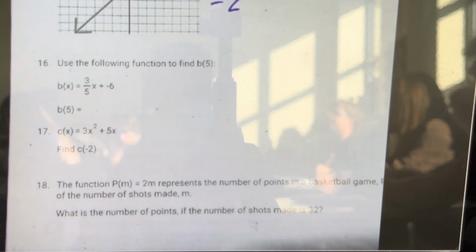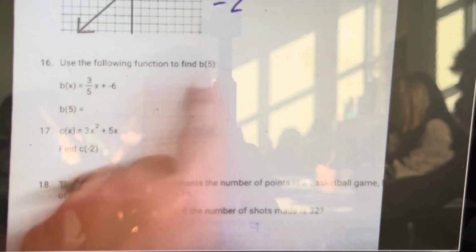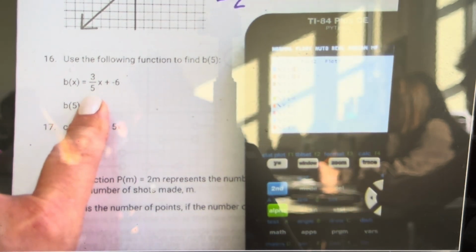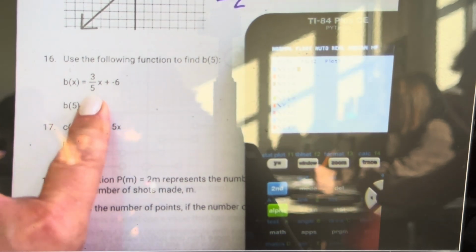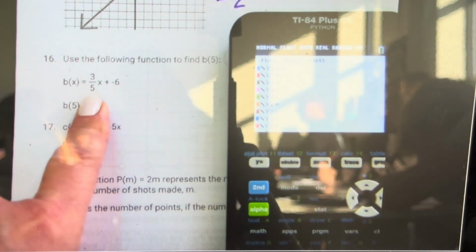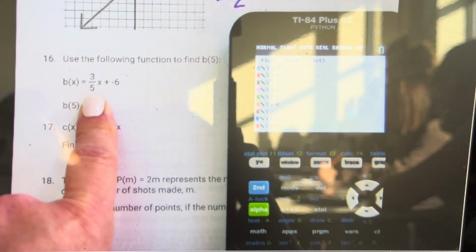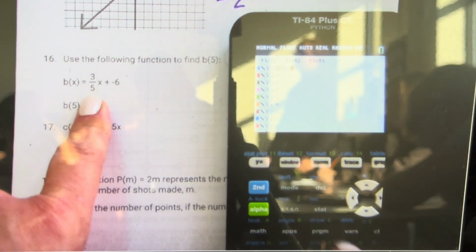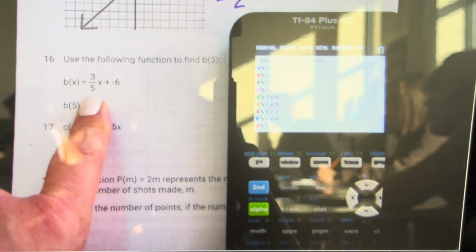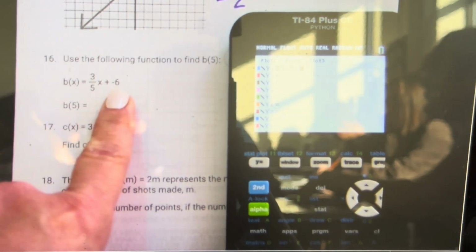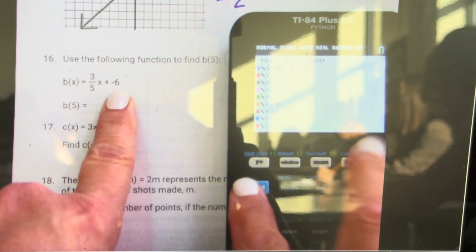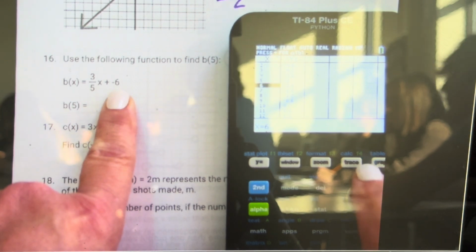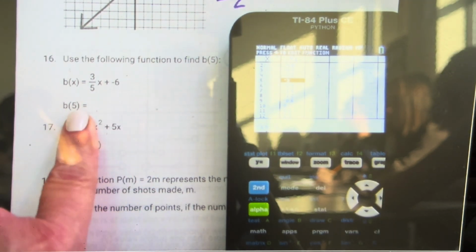As far as on your semester exam, this one is not going to be a super easy one like this one. So you want to go ahead and do both using the calculator, even though for this one I probably would not. So when we want to know what b of 5 is, we want to know what equals 5? X. So 3/5 x, and then plus negative 6. So I'm just going to do minus 6. And I'm going to the table when x equals 5. And what does my y equal? Negative 3.